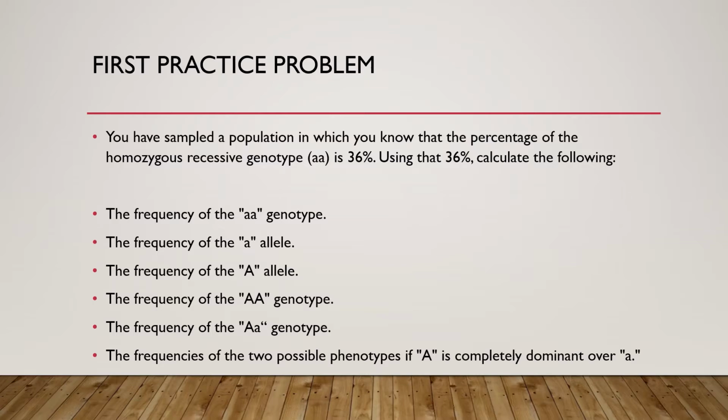So with this first problem, we have sampled a population in which the percentage of the homozygous recessive genotype is 36%, and we're going to use that 36% to help figure out everything else. So the frequency of the recessive genotype, frequency of the recessive allele, frequency of the dominant allele, frequency of being homozygous dominant, frequency of being heterozygous, and then what the two possible phenotype frequencies would be if this is happening with classical Mendelian genetics.